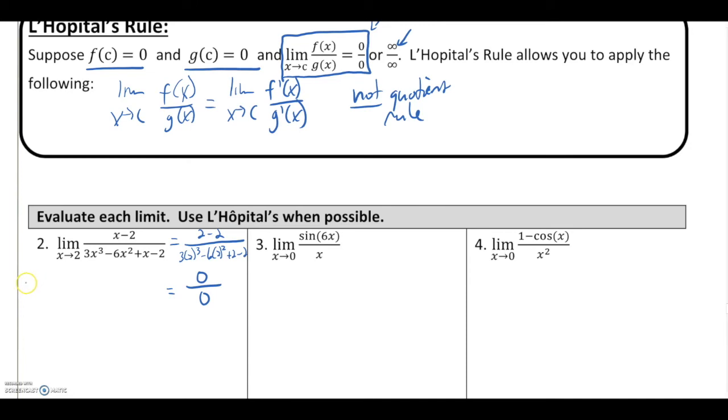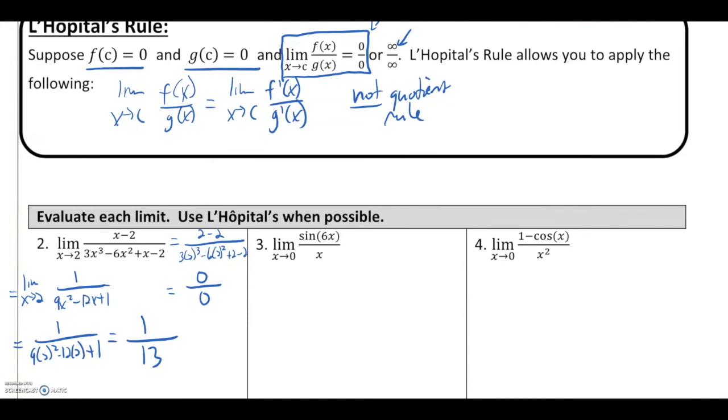What I'm going to state is this will be the same as the limit as x approaches 2 for the derivative of the numerator, which is 1, over the derivative of the denominator, which is 9x squared minus 12x plus 1. Notice there's no longer going to be a 0 in the numerator. We're going to have a 1 over 9 times 2 squared minus 12 times 2 plus 1, which will give us 1 over 13.